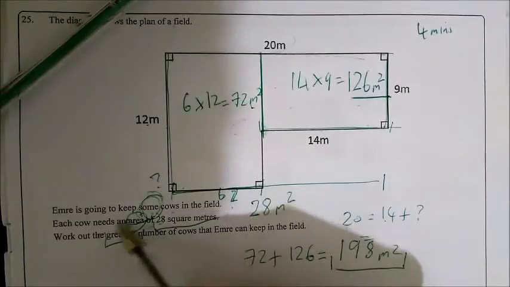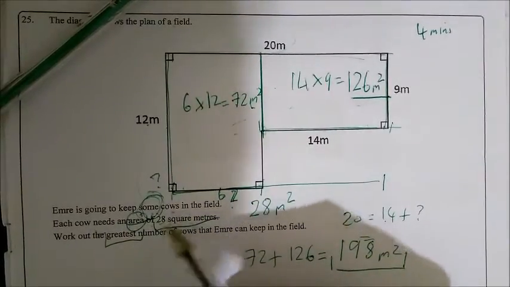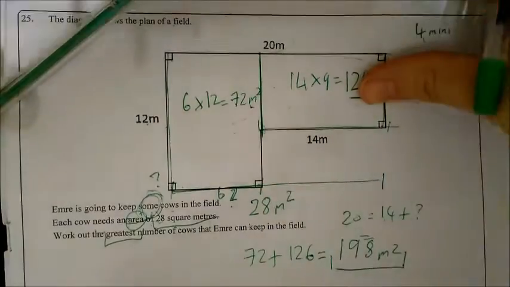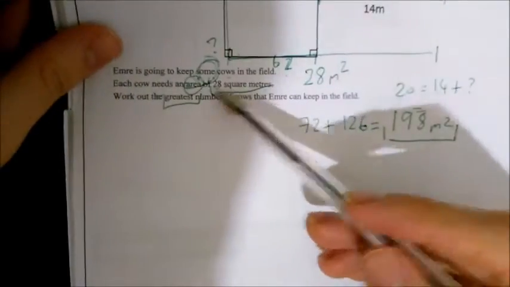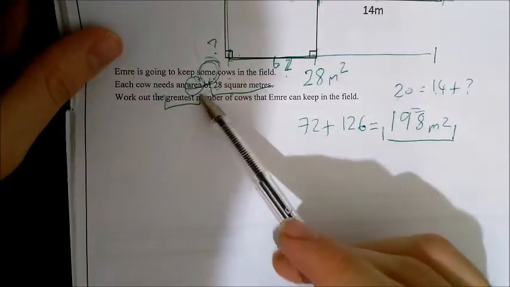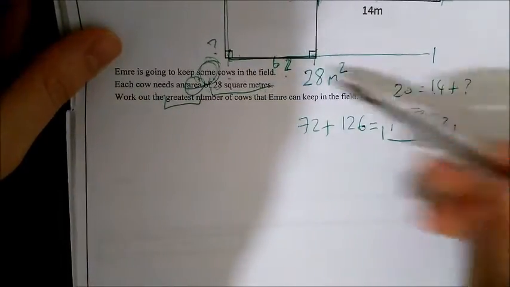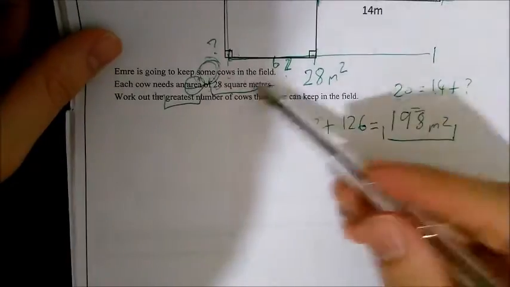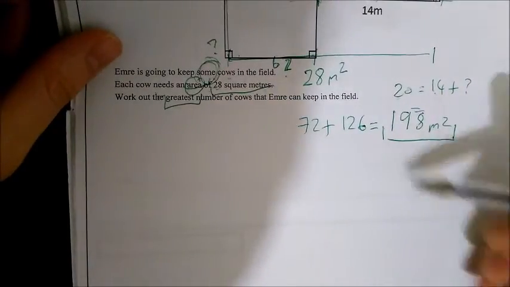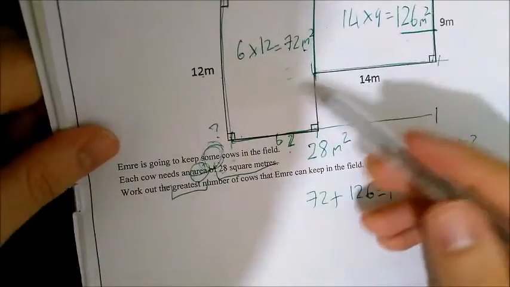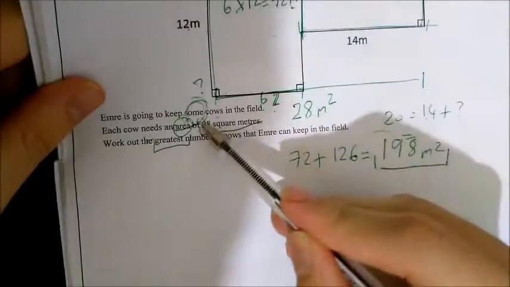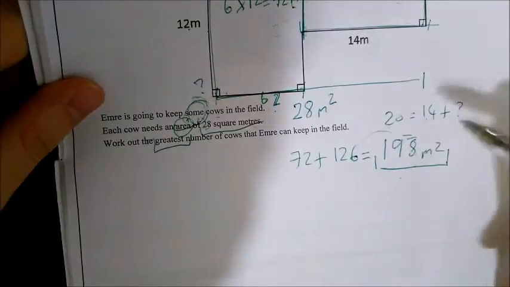Some cows in the field, they need to be in the area of 28 square meters. So as you can see, I've just dove into that question and I've got 2 marks without me really knowing what to do. Each cow needs an area of 28 square meters. So for each 28 meters, I can get 1 cow. Well, if I know this field is 198 meters squared, then that means I'm just going to see how many times 28 goes into 198.